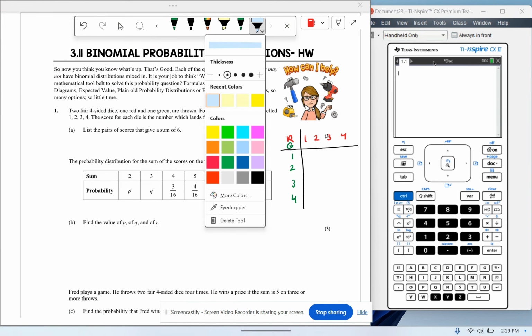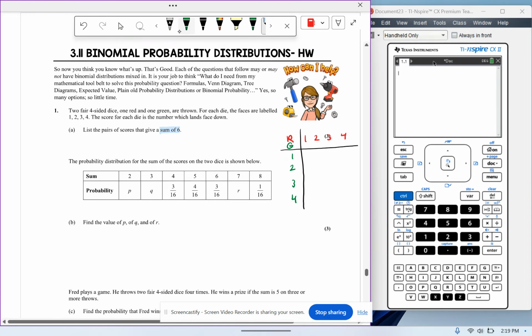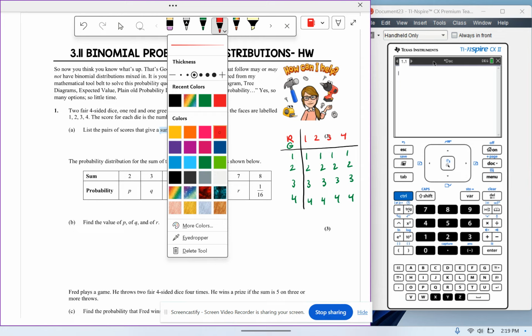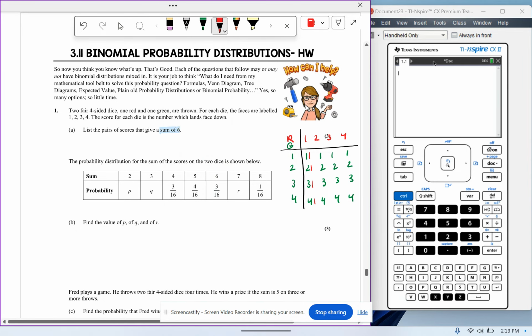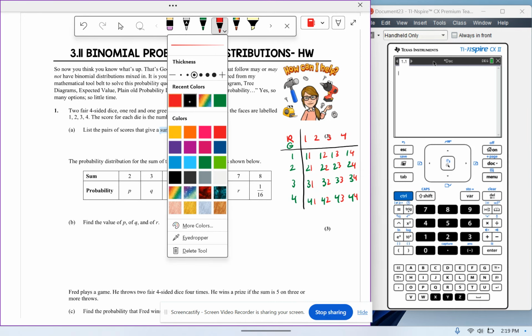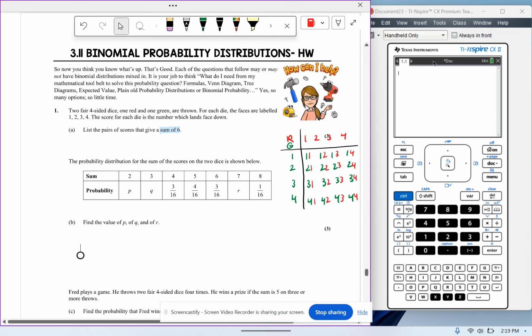So if it's asking me about the sum, I like to make myself a little chart over here and illustrate the sample space so that I know exactly what I'm looking at. So I've got green here, so this would be all the green ones. Okay. So it says list the pairs of scores that give a sum of 6.